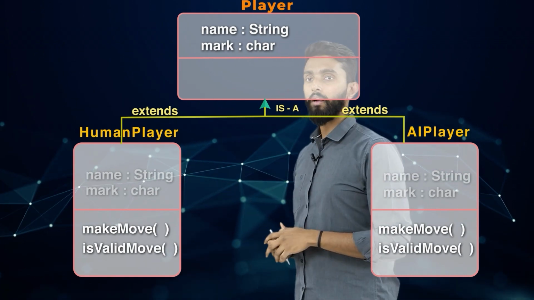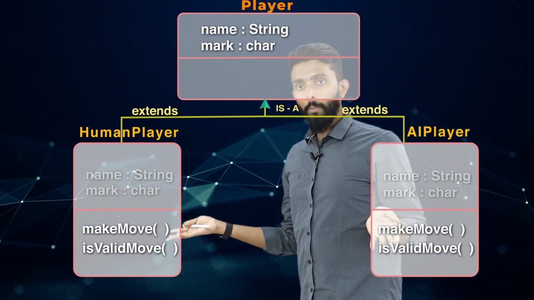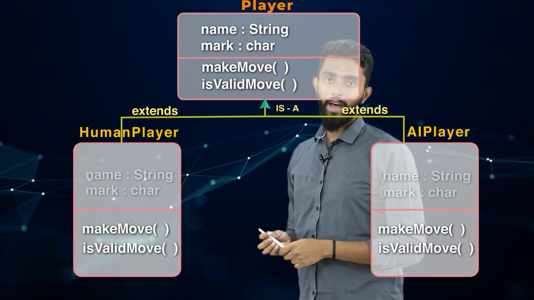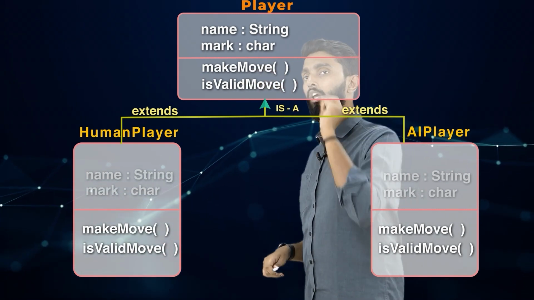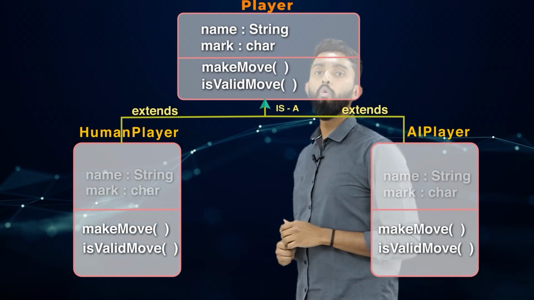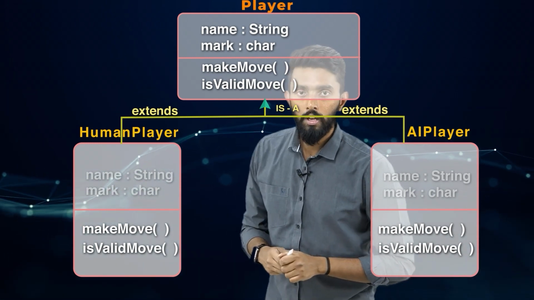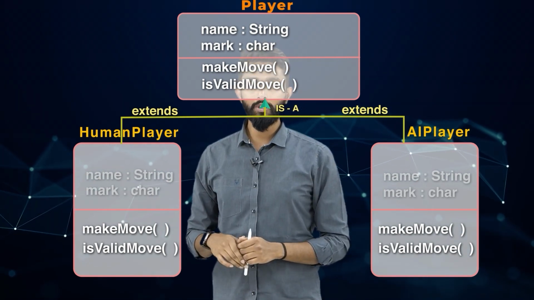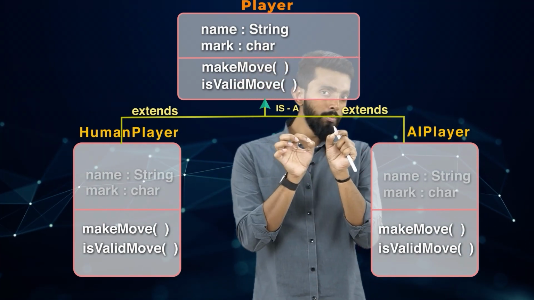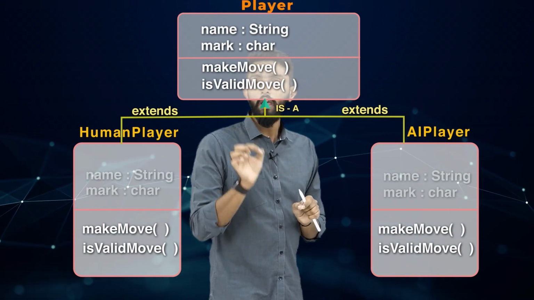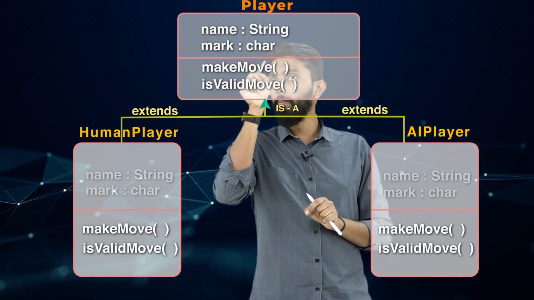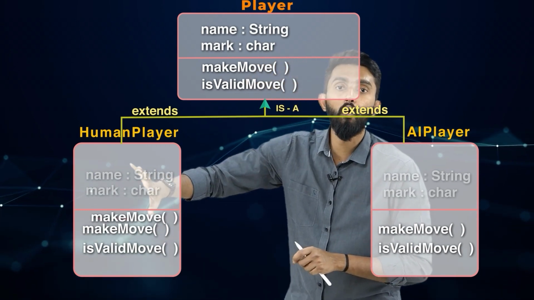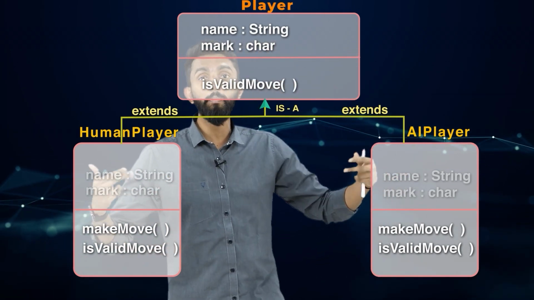Now, come to the dust part. In the dust part, two methods I will push it on top. One is make move, another one is valid move. I hope you will understand. Now think about it carefully. Make move method, think about it carefully. Should I give a body for it or should I not give a body for it? Because those of you who attended the object orientation classes know, even if I were to give a make move method here, the make move method in human player and the make move method in AI player are different.